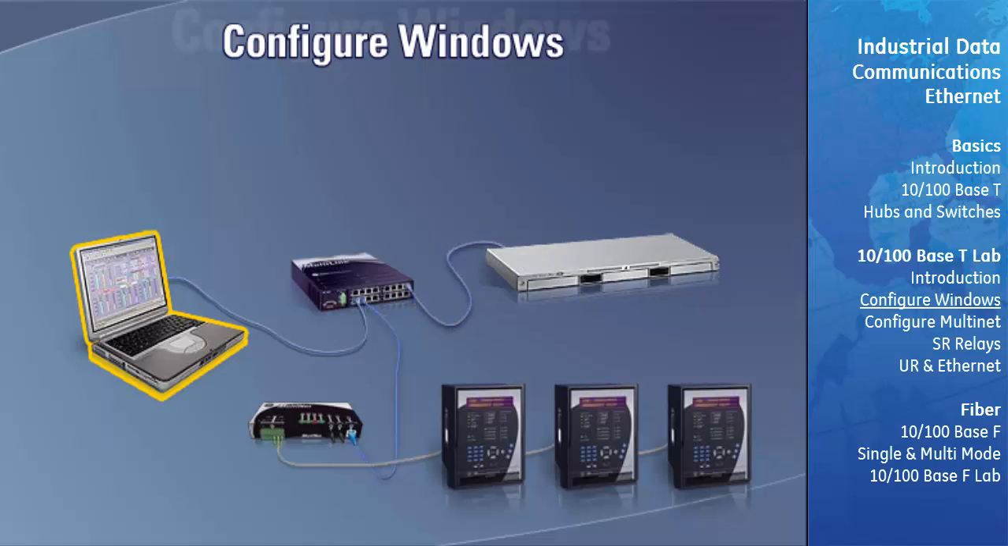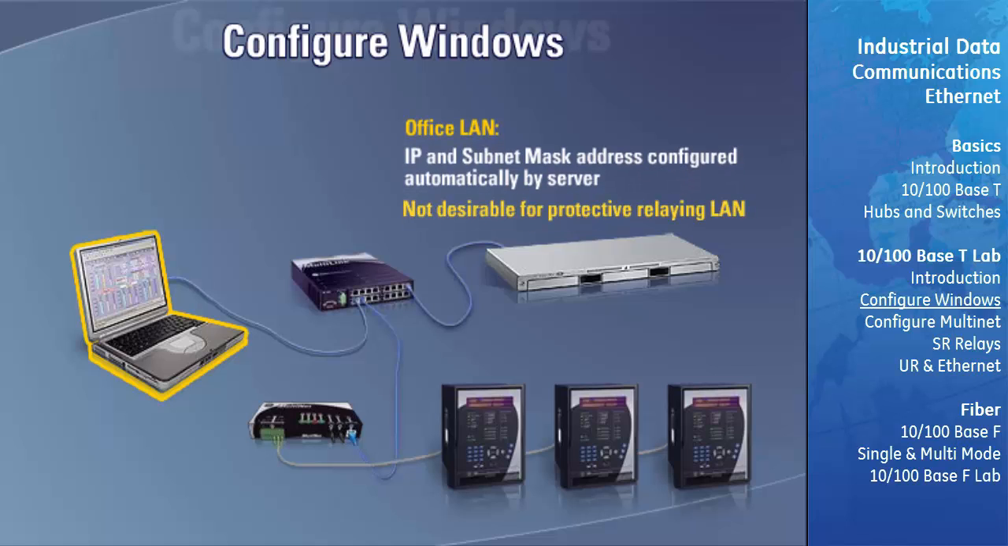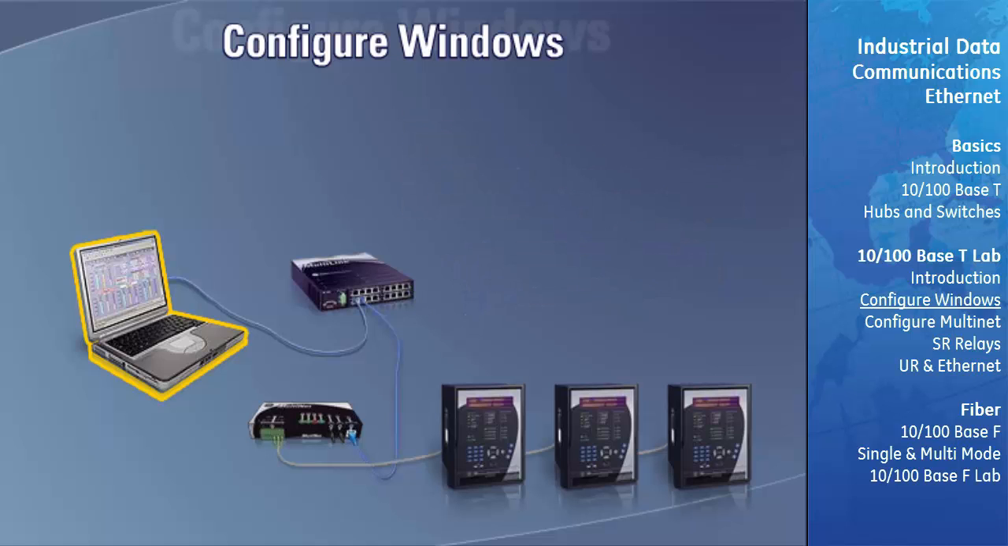Within an office LAN, this configuration is normally performed automatically by other computers on the network called servers, which are running special software. Relying on a server to perform this function within a protective relaying LAN isn't desirable, as a failure of the server could result in failure of the entire Ethernet LAN. A provision is made within the computer to configure permanent, or what is termed static, IP and subnet mask addresses, such that a server isn't required. Let's see how this configuration is performed.